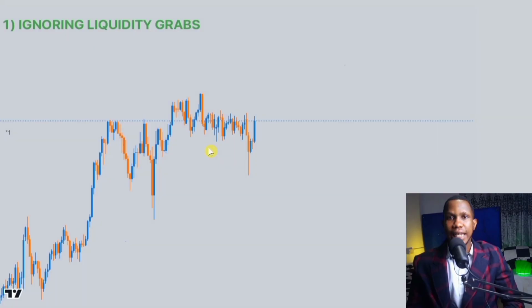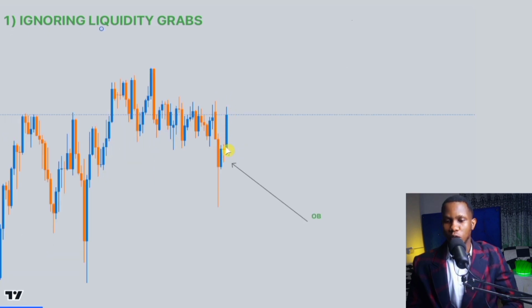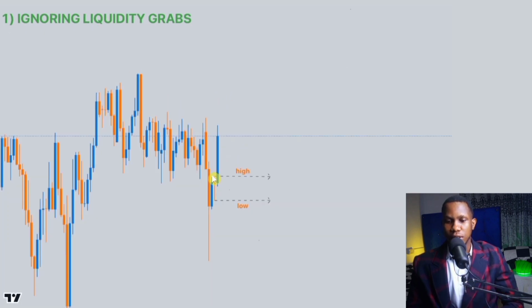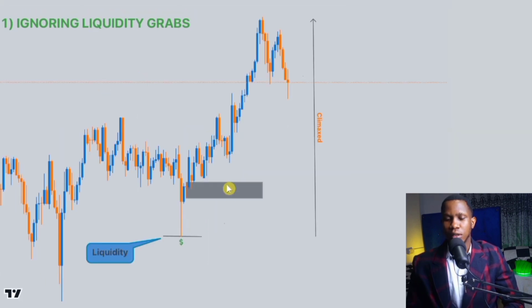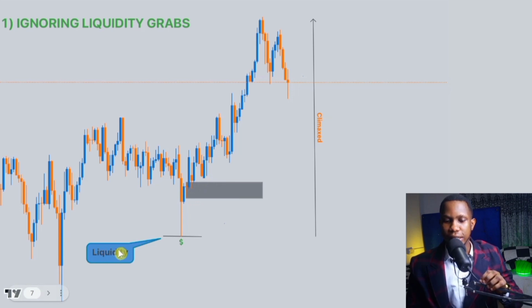The first one that is silently draining your profit is what? Ignoring liquidity grabs. This is your order block, which is made up of the high and low of this particular candle right here. This is how we mark out the order block. Then one thing I see traders do is what? They ignore this liquidity here.